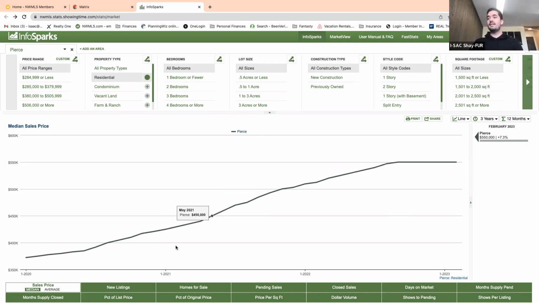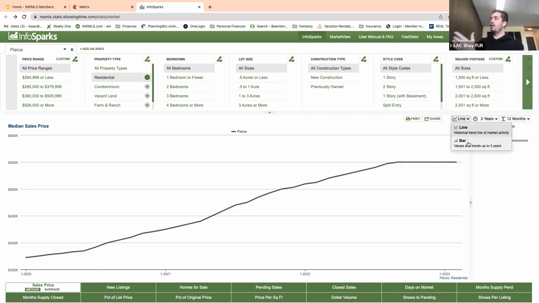If you look at this, and this is real data from the MLS, we flatlined back in September. It stopped going up, but the median home price in Pierce County, residential home price, has stayed the same. It kind of rounds, so it says 550, it's rounding. But those are real numbers that you can share.